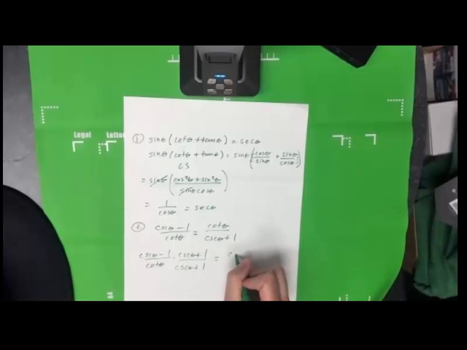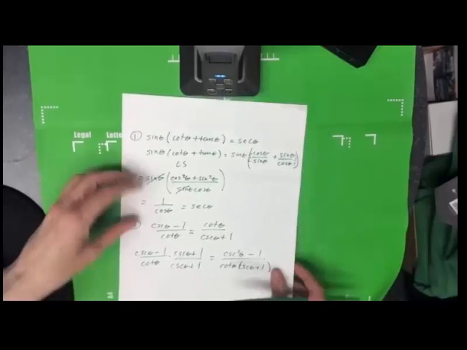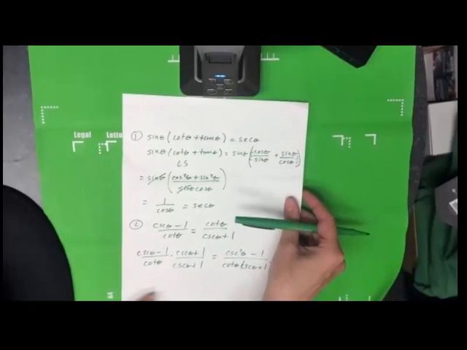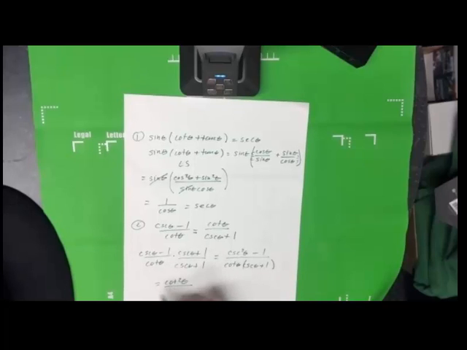Multiplying the numerators together, I get cosecant squared theta minus 1 because it's a difference of squares. The denominator, I get cotangent of theta. I'm just writing this side by side. Not really anything going on there. Now, cosecant squared minus 1, that ends up being cotangent squared. Leave the denominator as is.